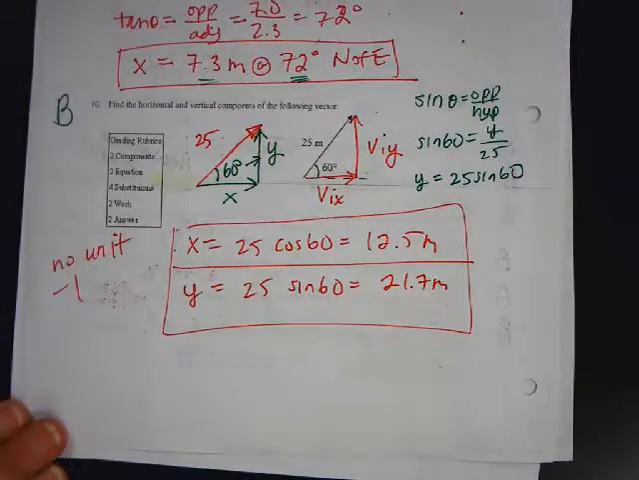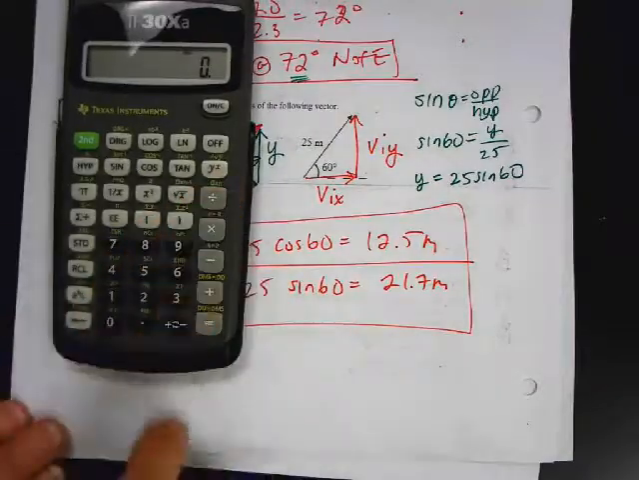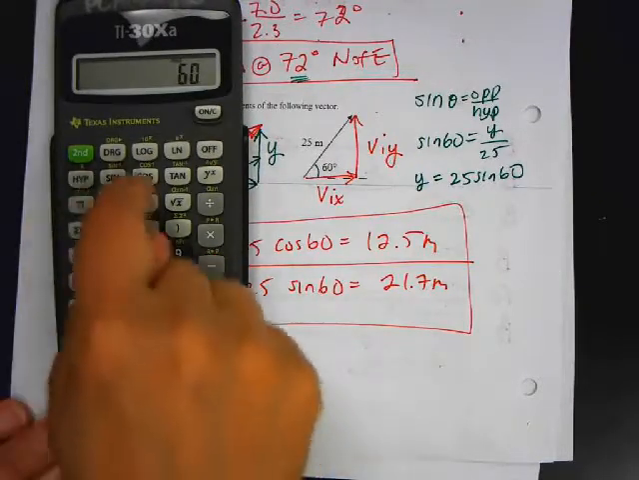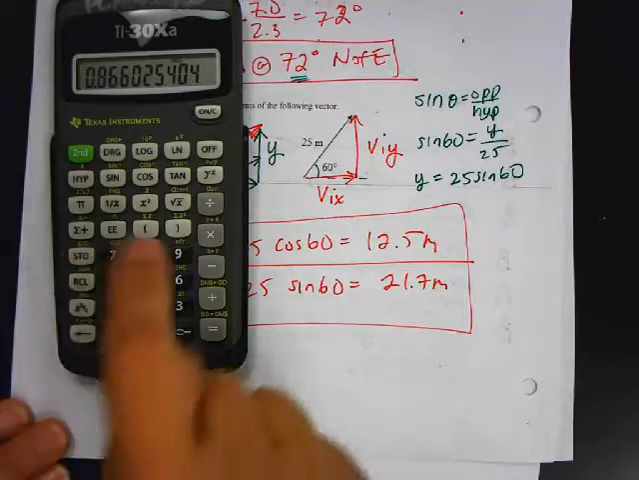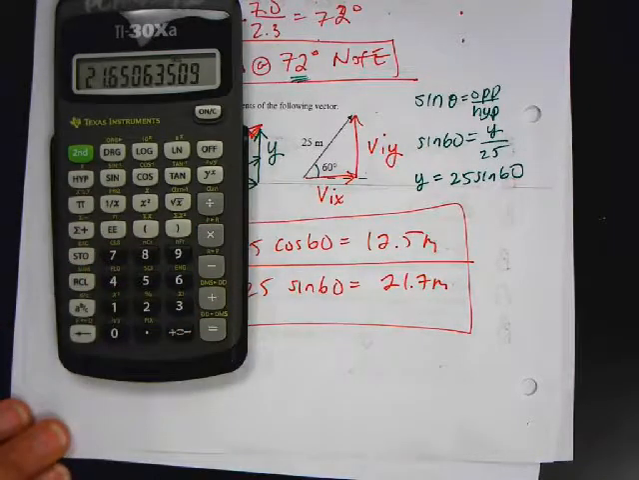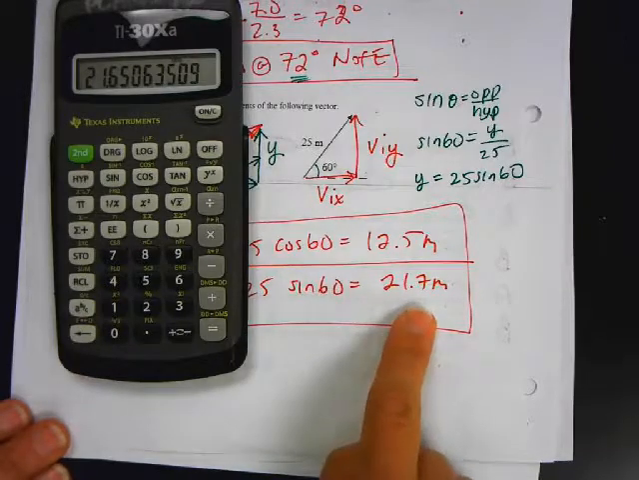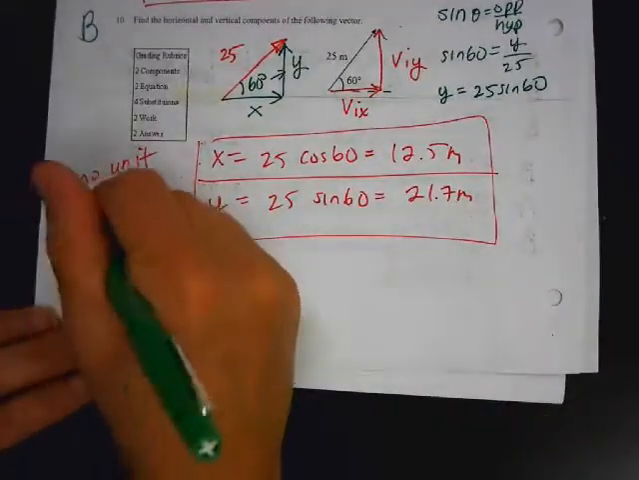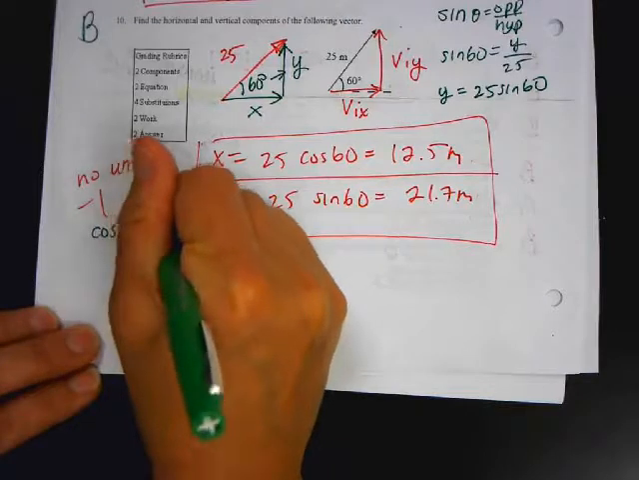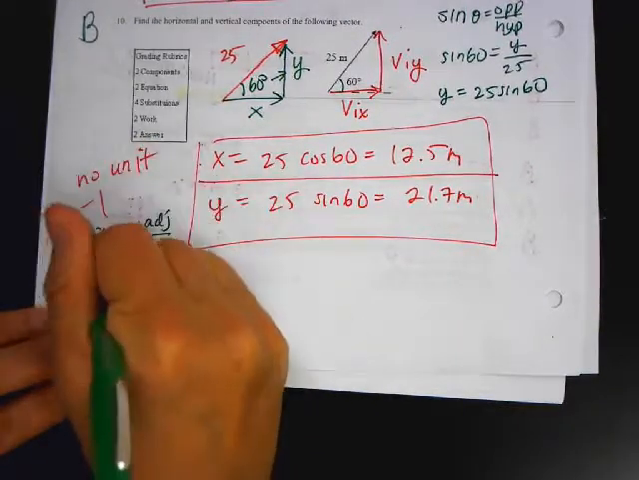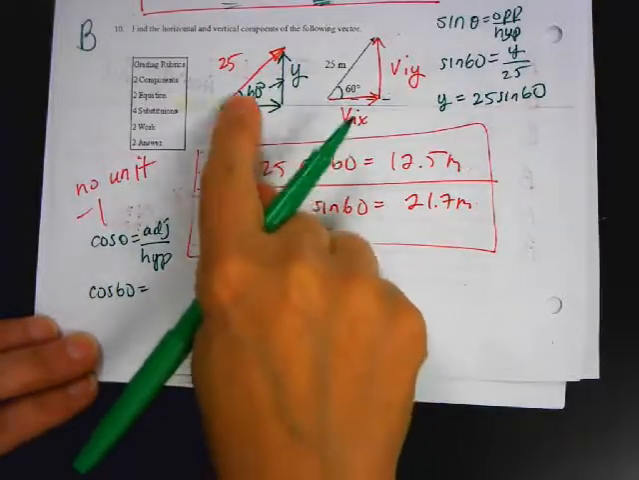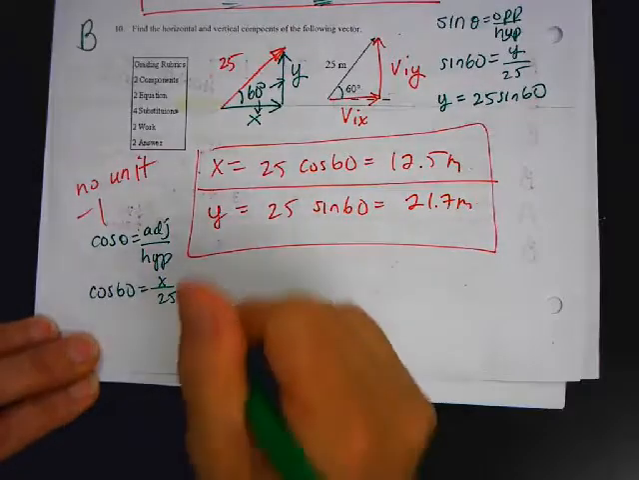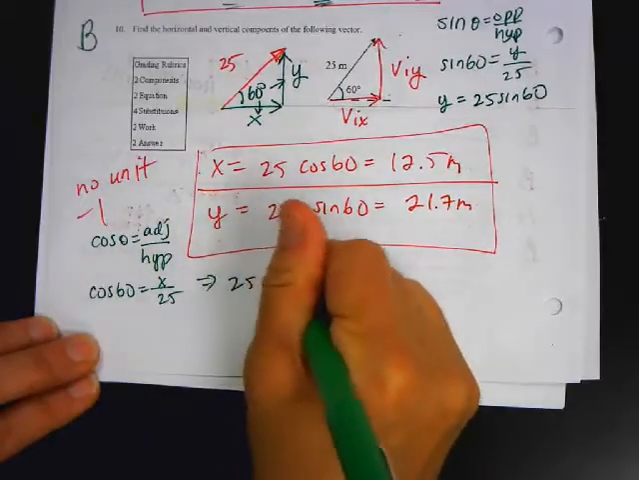So now if I want to put it in my calculator, watch this, if you're not sure how to do it in the calculator, I'm going to press 60 sine times 25 equals, and it says 21.65, so I wrote 21.7. Okay? Then maybe I need to write my definition down. Cosine of theta is adjacent over hypotenuse. So cosine of 60, now I'm going to look at my picture. Adjacent means next to, so it's x, over the hypotenuse, which is 25. So 25 cosine of 60 is equal to x.